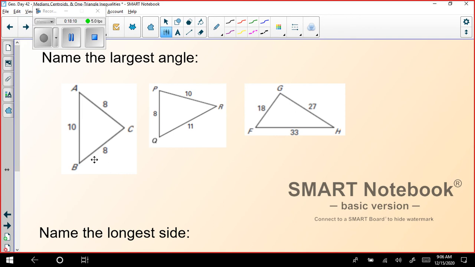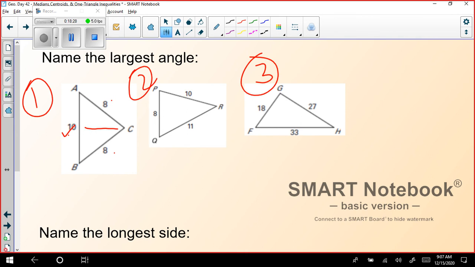Okay, I'm going to work the first one, then I'll give you time for the second and third. Name the largest angle in each of them. So here the largest side in the first one is not this, but this one. This is the side, and the angle opposite to this is angle C. So I just say angle C, or if you want to use three letters, it is angle ACB.